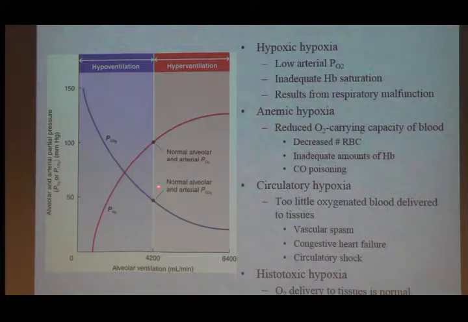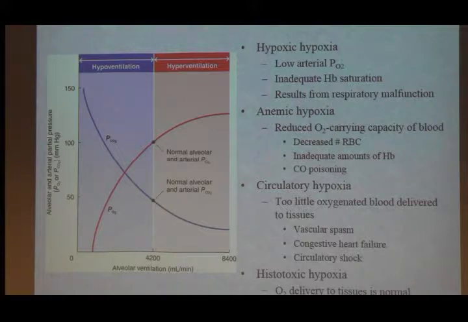Now, with hyperventilation, you basically will see an elevation of arterial PO2 because you're moving more air in and out of the lungs, and you're going to increase the PO2 in the alveoli, therefore increasing arterial PO2. And likewise, you will see a drop in the PCO2 of arterial blood because you're dropping the PCO2 in the alveoli.